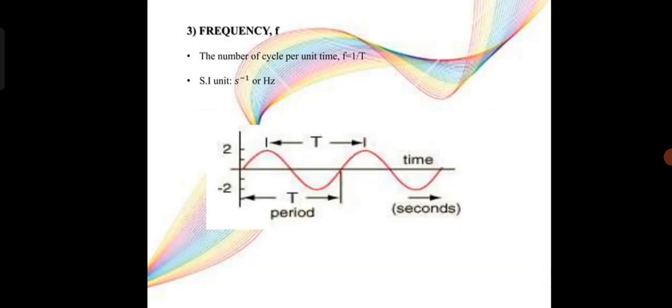And the third one is frequency, the number of cycles per unit time is known as frequency, where f equals 1 by T. f is denoted by the frequency and its SI unit is hertz or second inverse. We are able to observe a graph as shown in the figure where the period completes one oscillation, from one end of the trough to the other end of the trough, taken as time T.